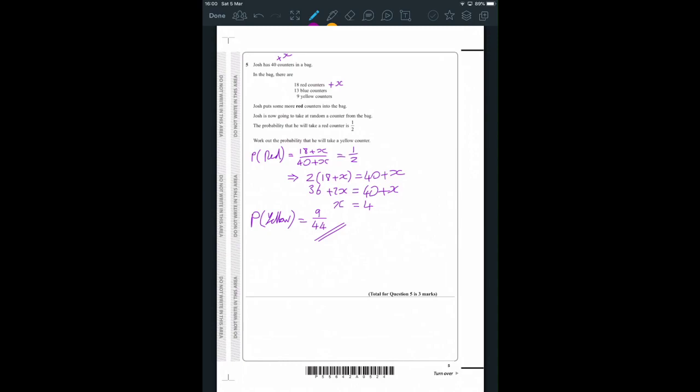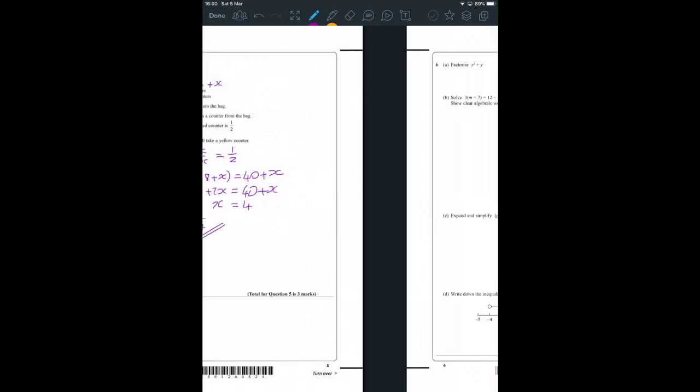As I said, there's probably some clever ratio style approach, or just we need to add in 4 more counters, then it's 22 red out of 44 in total, and you could have just incremented on the number of red counters until you got that probability of a half.